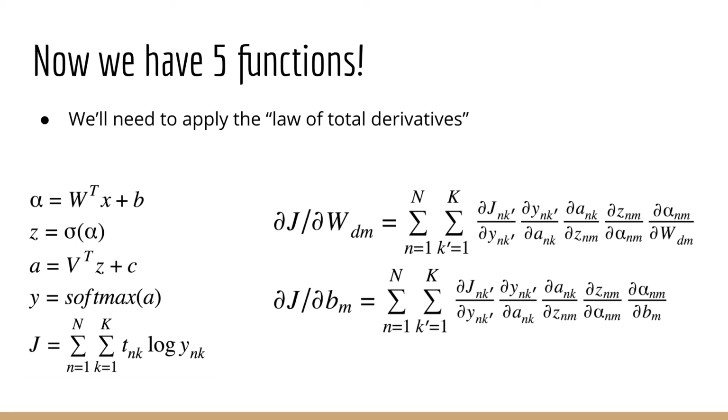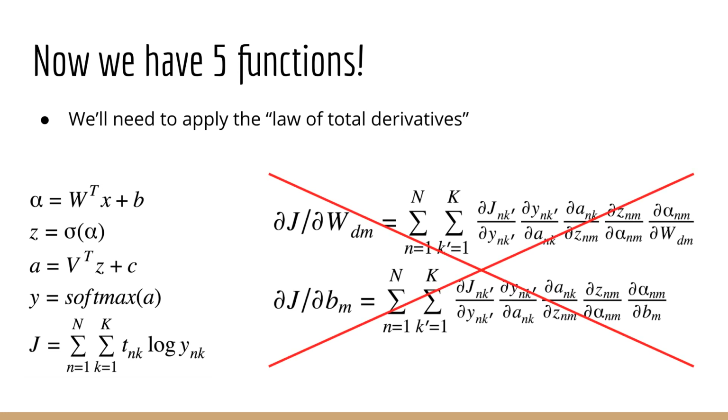Luckily, each of these 5 derivatives are just the derivatives of the simple functions we looked at. So there's not much difficulty in the mechanical work that we have to do to take the derivatives. What is difficult about this is the conceptual part. In particular, we have to apply what is called the law of total derivatives. So as we've written them down now, these derivatives are wrong.